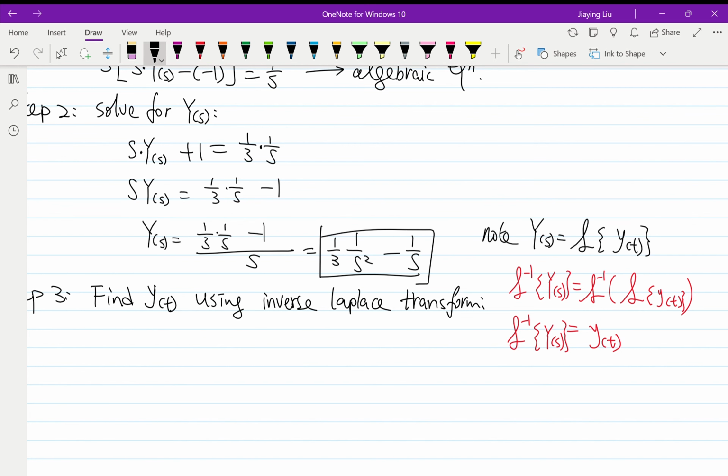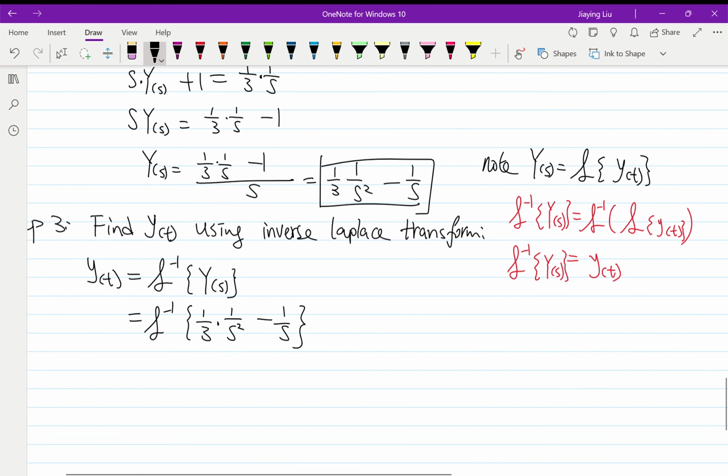So in the end, I want to find y of t. That's just equal to the inverse Laplace of Y of s. I know I'm repeating a lot. So that's going to be the inverse Laplace of 1 over 3, 1 over s squared minus 1 over s. And we're going to apply the inverse Laplace to each term there. So that's going to be the inverse Laplace of 1 over 3, 1 over s squared, minus the inverse Laplace of 1 over s.